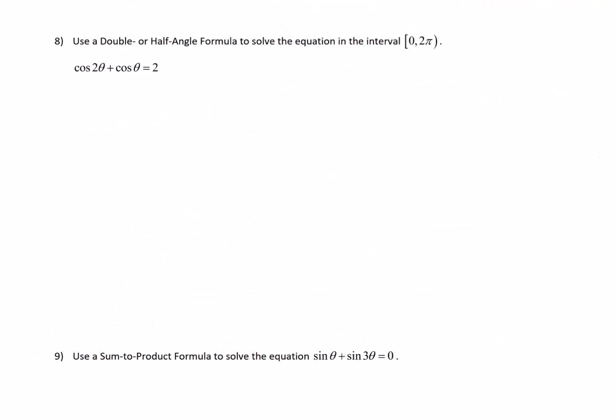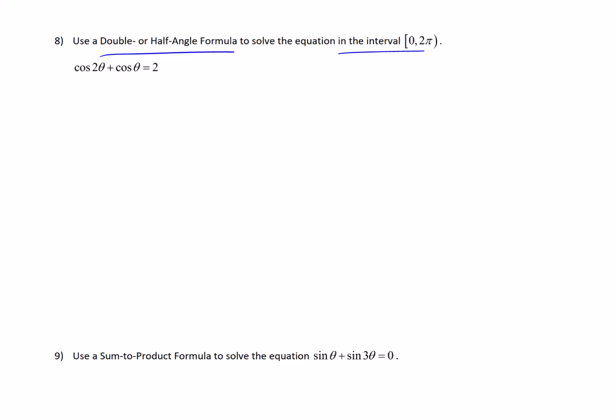All right, let's keep rolling. I know there's a lot of material in this one. We're almost there. Two more examples. Number 8 says use a double or half angle formula, so they're giving us a little hint here, to solve the equation in the interval 0 to 2 pi, excluding 2 pi. And the equation given is cosine 2 theta plus cosine theta equals 2.